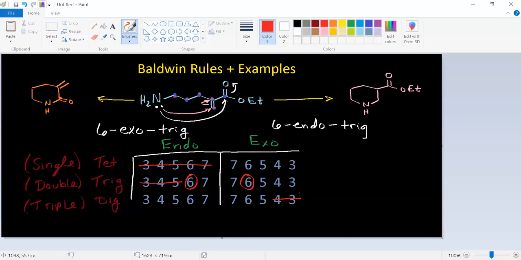Now, which one is going to be your major product and which one is going to be your minor product? Well, in this case, Baldwin isn't actually too useful. Both the 6 endo trig and the 6 exo trig are okay. We can do both of them here just fine according to Baldwin.